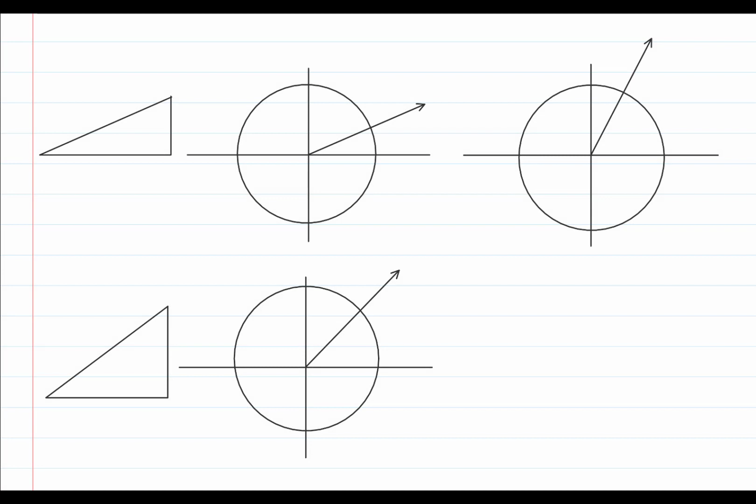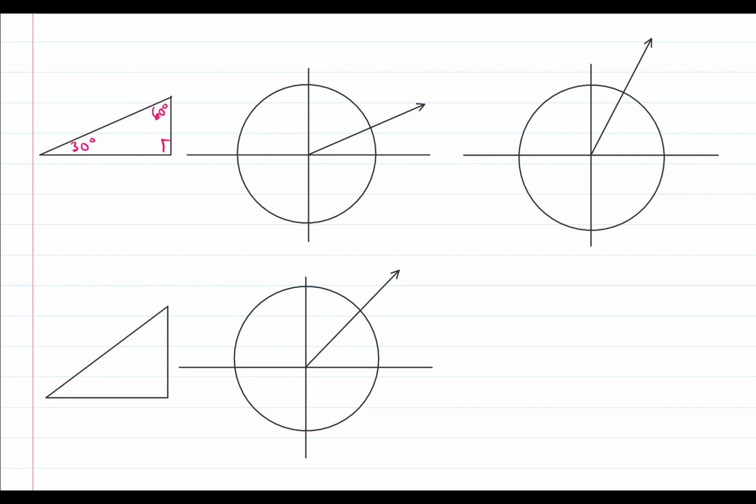Let's now look at our 30, 60, 90 degree and 45, 45, 90 degree triangles and analyze how those are incorporated into the unit circle. So let's start with our 30, 60, 90 degree triangle. I'm going to let this vertex of this triangle be 30 degrees. This vertex will be 60 degrees. And this will be my right angle.